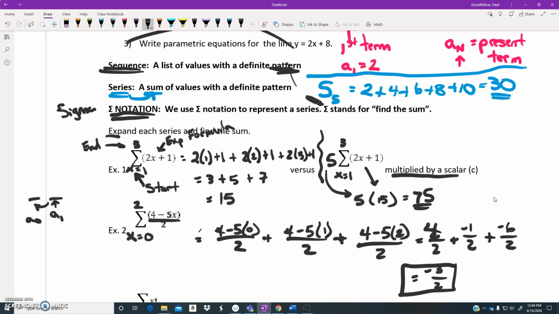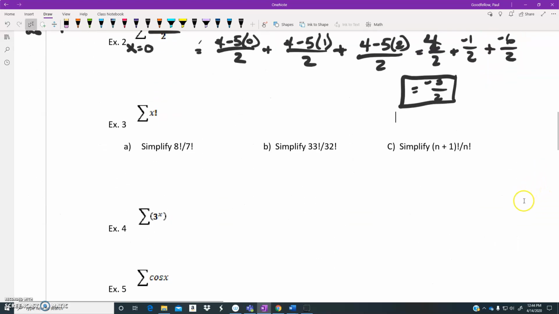Okay, now those series concepts or sigmas come in all kinds of different shapes and forms. They can have all kinds of explicit formulas. This one right here might be a new one for you that you've never seen. This is referred to as a factorial, and it has an exclamation point as its notation.